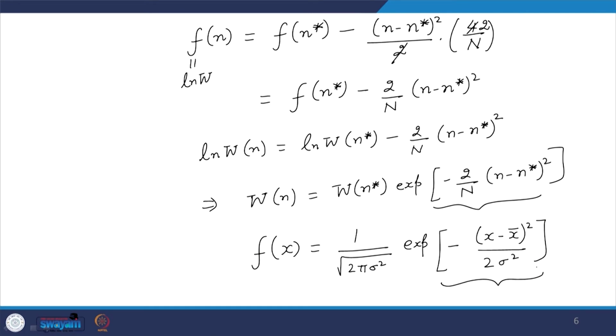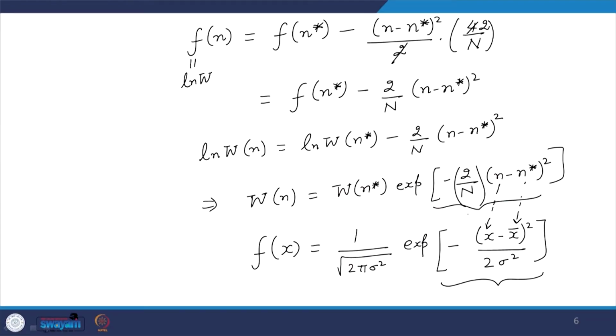So, if I compare now, n is analogous to my x, n star is the mean value of my number of heads, that is where we have the most probable number of heads, and then we are left with 2 by n, that is equal to 1 by 2 sigma square, and that tells me that my sigma square goes like n, right. That is the key point that I want to make from here, that my sigma square goes like n, and the sigma is the standard deviation or the width of the Gaussian distribution, right.